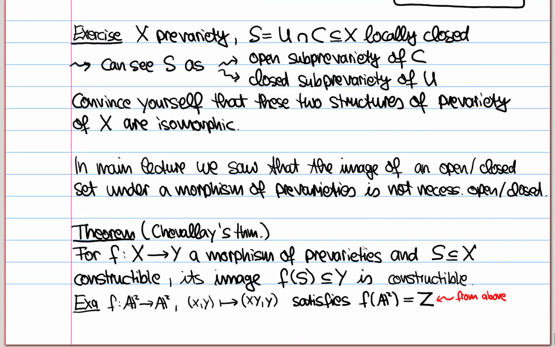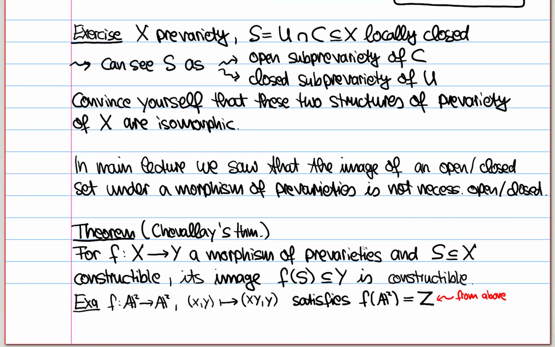But in fact, there's a big theorem, which we don't discuss in the lecture, but which I want to show once. It's called Chevalley's theorem. It says that if you have a morphism F of pre-varieties, and you have S inside its domain, a constructible set, then the image of this constructible set is still constructible. In particular, for this map that we had in the lecture, we saw that if you take the image of all of A2, then you get this set Z, and indeed this was constructible. So in particular, taking S to be all of X, we see that the image of any morphism of pre-varieties is a constructible set.